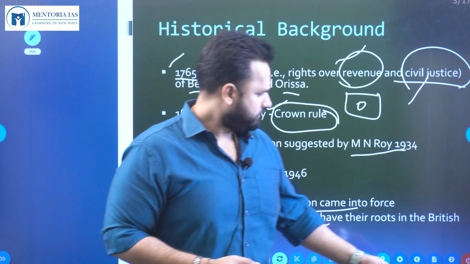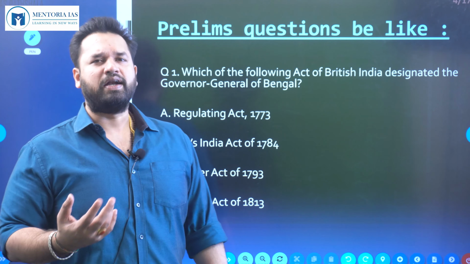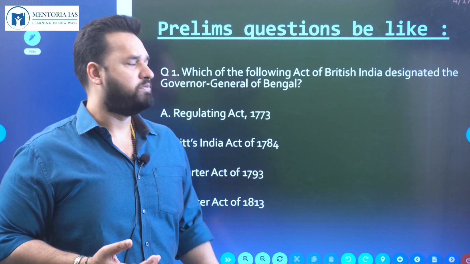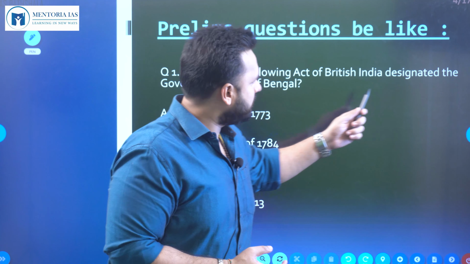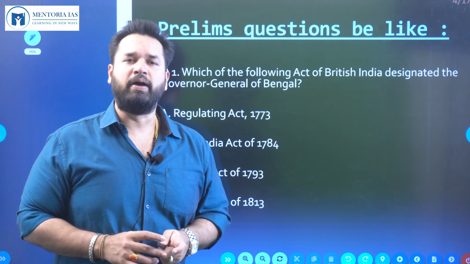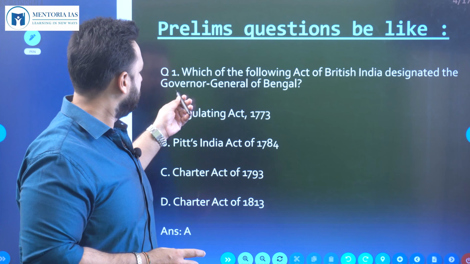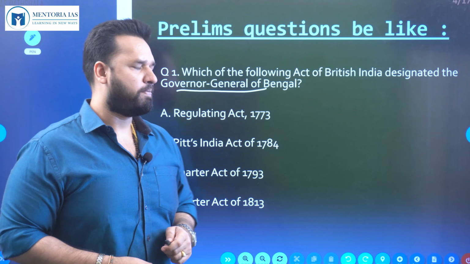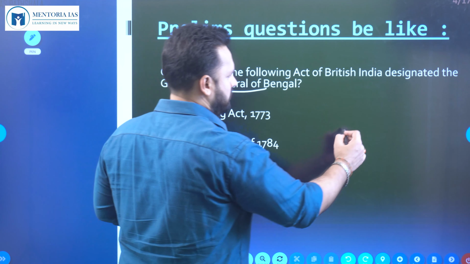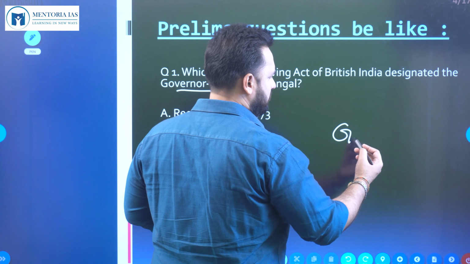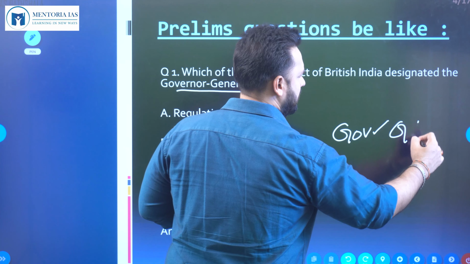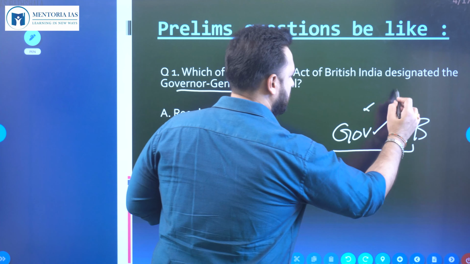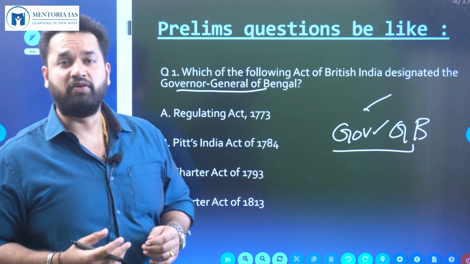Okay. Now let us look at some prelims-based questions or MCQs for your exam. Which of the following acts of British India designated the Governor General of Bengal? So what does this question say? It says, which governor was designated as Governor General of Bengal? It is asking when the governor was made the Governor General.